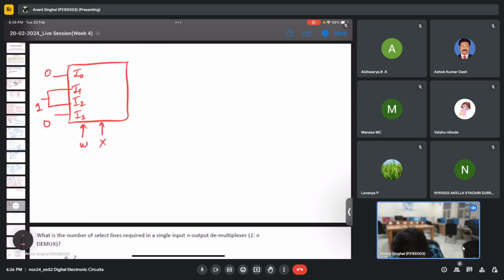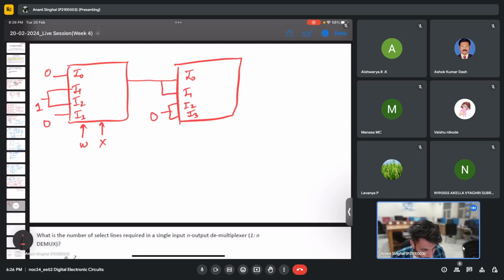The output of this goes into another mux. It has I0, I1, I2, I3. Here I2 and I3 are also 0, and I0 and I1 are the same. This is again a 4 cross 1, this is again a 4 cross 1. Here the select lines now are Y, Z, and this is the final F. So you need to compute F. Take maybe 2 minutes and let me know what expression you are getting.